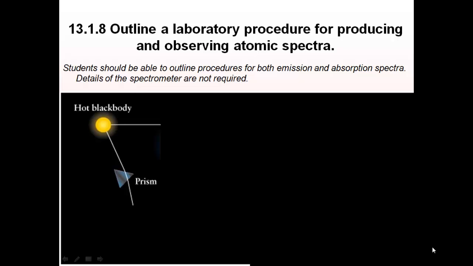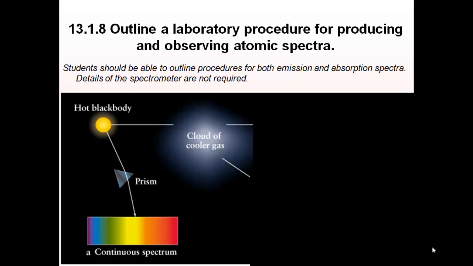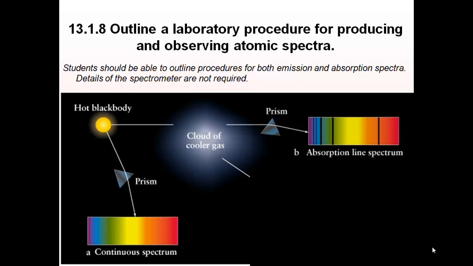So we have a hot black body. A hot black body is able to emit radiation in all parts of the spectrum. And there we have a continuous spectrum going from violet to red. In another line of sight we have a cloud of cooler gas. Now this cooler gas is going to absorb some of the radiation, with some lines missing because they've been absorbed by the chemicals in the gas. So this is the absorption line spectrum.